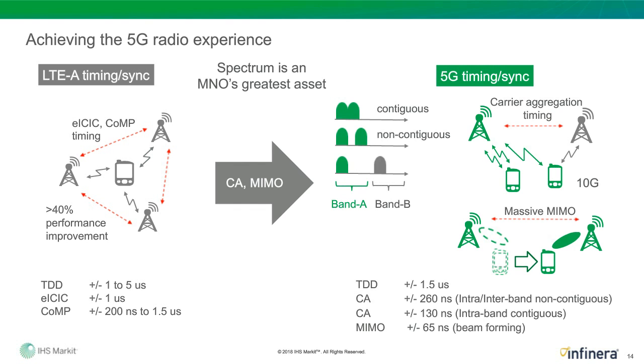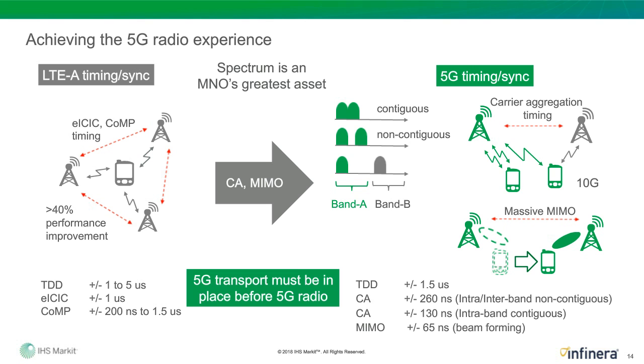Such LTE Advanced aspects as carrier aggregation and multiple input, multiple output, or MIMO, are used in 5G, but it requires even tighter timing and synchronization. Almost a factor of 10 for carrier aggregation, and a factor of 20 for the beamforming massive MIMO, at 65 nanoseconds. But this really highlights a salient point that can get lost in all the activity around the 5G radio: transport needs to be in place first before you really can achieve the 5G radio experience. So back to you, Heidi.